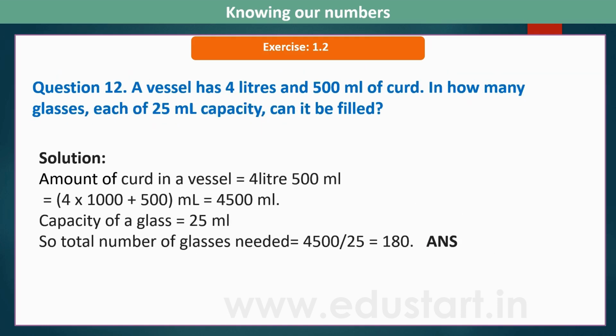A vessel has 4 liters and 500 ml of curd. In how many glasses each of 25 ml capacity can it be filled? Now, let's convert everything into ml. So the amount of curd in the vessel is equal to 4 liter 500 milliliter. Now it means that the total will be 4500 ml. Now the capacity of each glass is equal to 25 ml. So how many glasses can be filled? Which is equal to 4500 divided by 25. The answer will be 180. So it means that 180 glasses whose capacity is equal to 25 ml can be filled. Okay.